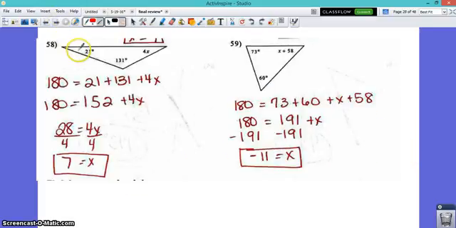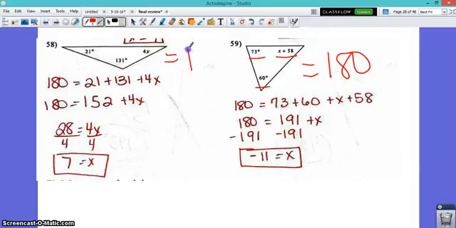Okay, 58 and 59. Again, all triangles equal 180. You take everything that's in there, combine it, and solve for x. Same thing here. It's the same pattern over and over again. All triangles equal 180 degrees. So you add up whatever is in there and set it equal to 180. Combine like terms and solve for your x.